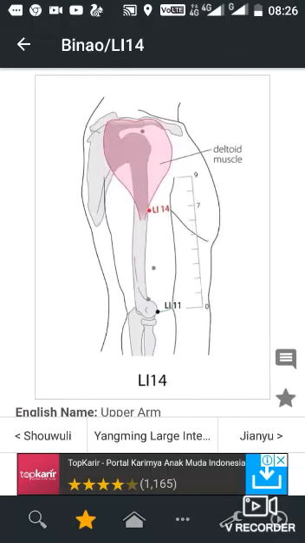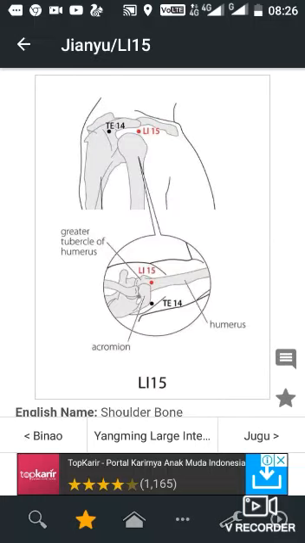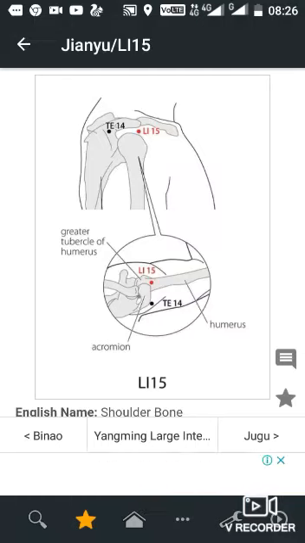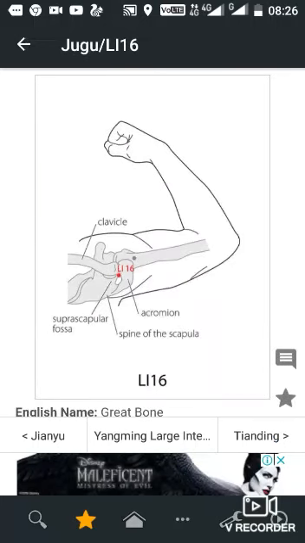Li 14, location. On the line connecting Quchi, Li 11, with Jianyu, Li 15, 7 cun above Quchi, Li 11, at the end of the deltoid. Li 15, location. Directly below the anterior border of the acromion, where a depression forms when the arm is fully abducted. Li 16, location. Upper aspect of the shoulder, in the depression medial to the acromial process and between the lateral extremity of the clavicle and the upper part of the spine of the scapula.